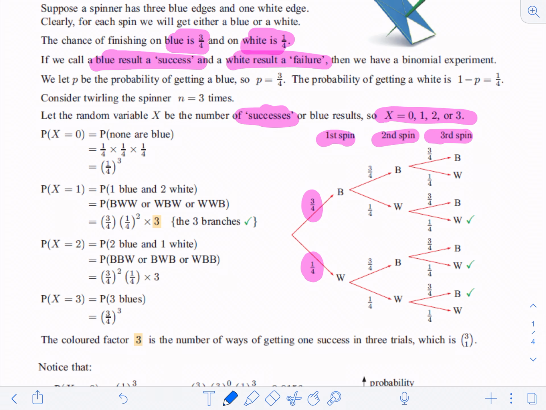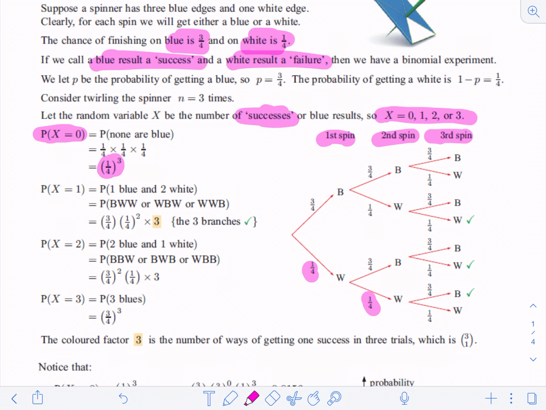If you notice, they do that over to the side here. They ask, what is the probability when x equals 0, meaning I get none that are blue? Well, that's going to be 1/4 to the 3rd power. That's going to be this one down here. Let me highlight this. It's going to be 1/4 times 1/4 times 1/4. I get 3 whites, so that'd be 3 failures.